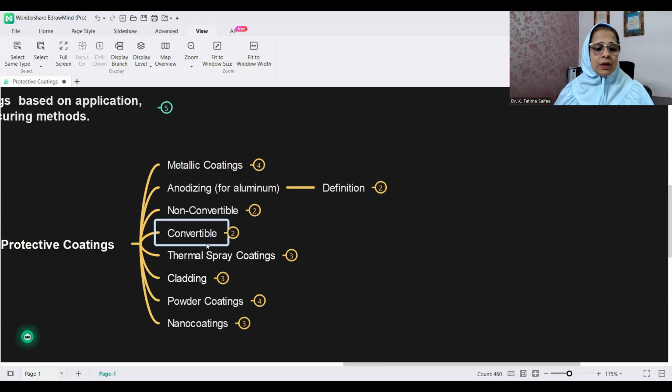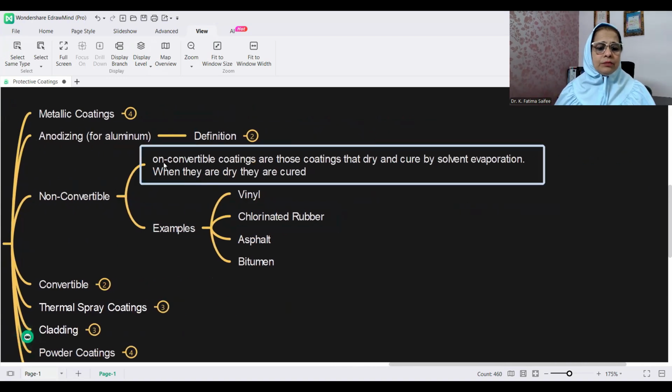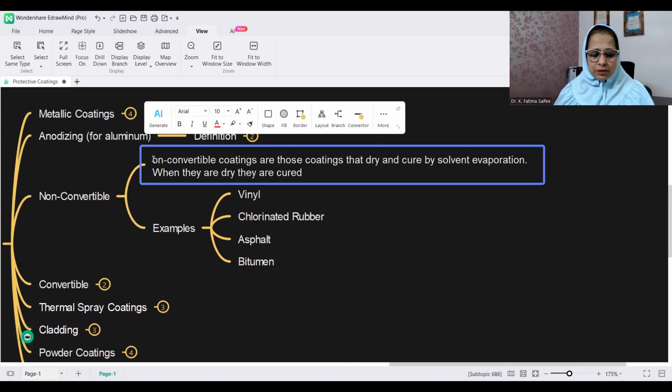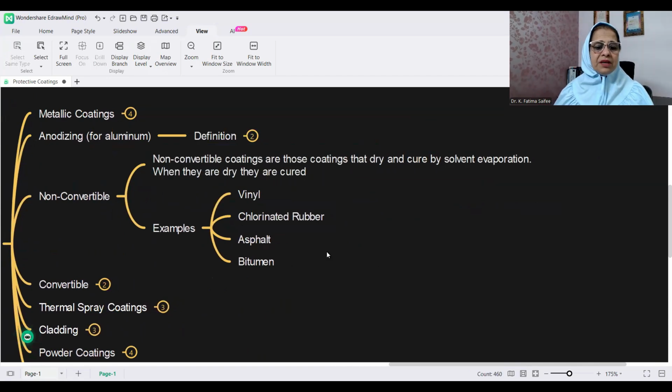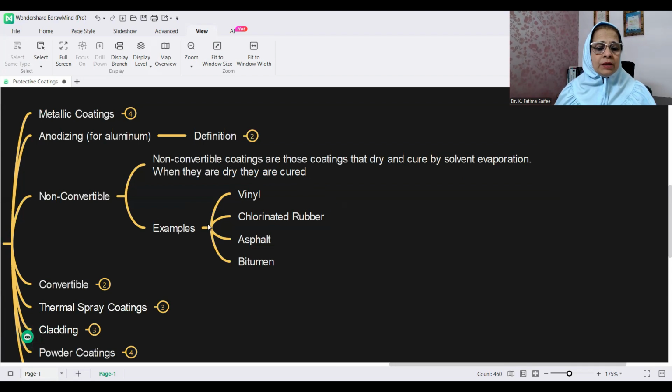Now, non-convertible. Non-convertible coatings are those coatings that dry and cure by solvent evaporation. When they are dry, they are cured. Examples are vinyl, chlorinated rubber, asphalt and bitumen. These are all non-convertible coatings. That means once it is formed, you cannot convert it into any other form.